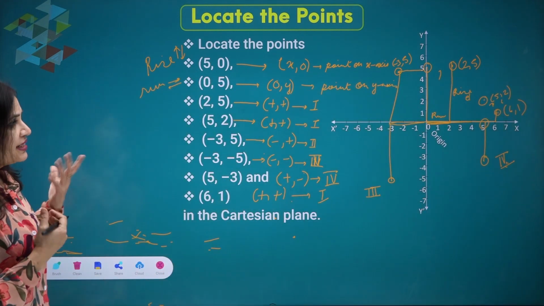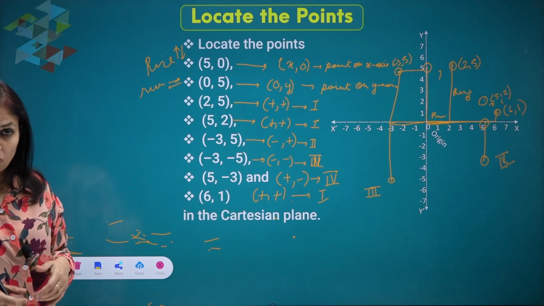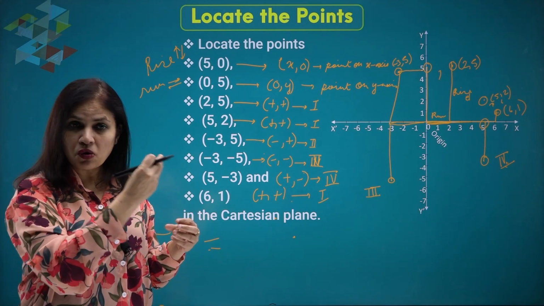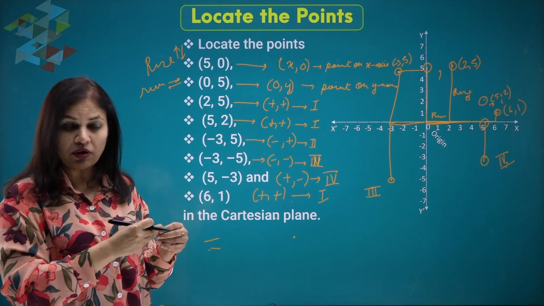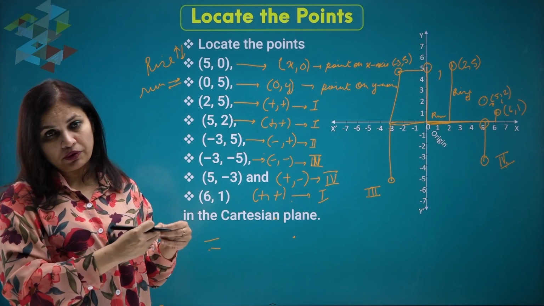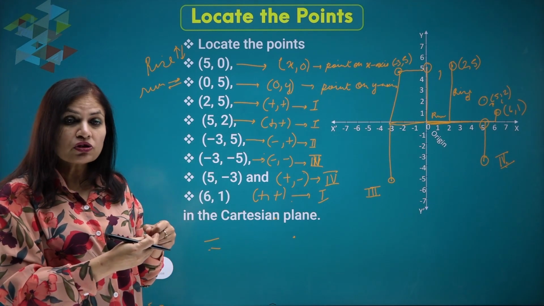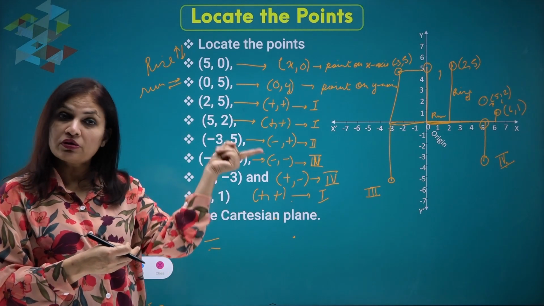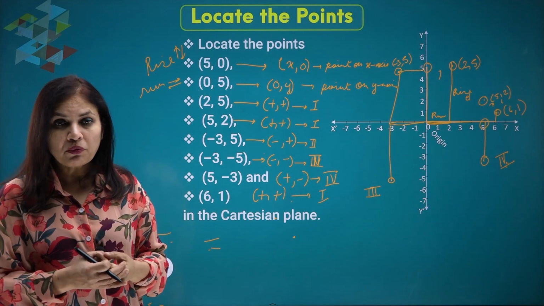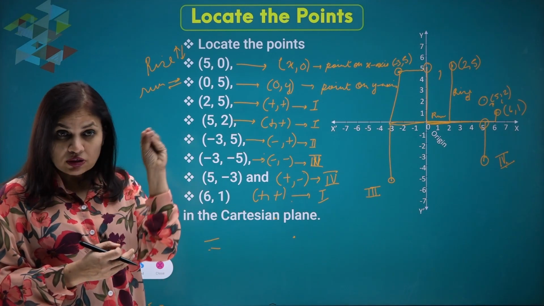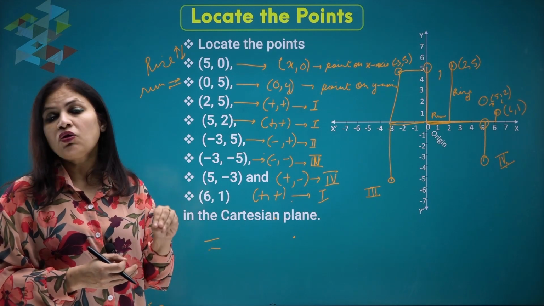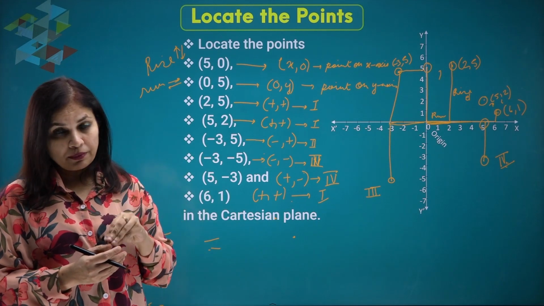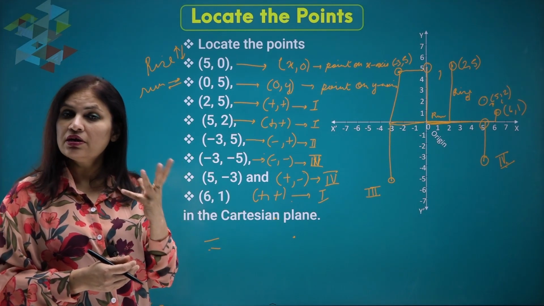So, by this exercise, we have not only learnt how to plot a coordinate on the Cartesian plane, or how to locate the position of a point on a Cartesian plane, but also by observing the points, we can quickly say in which quadrant it will fall. Also, we have learnt one more thing, the point on the axis. If the x coordinate of a point is 0, then the point will lie on the y axis, and if the y coordinate of a point is 0, then it will lie on the x axis.